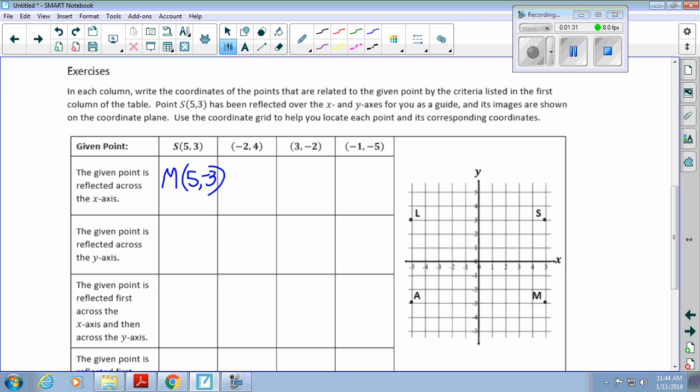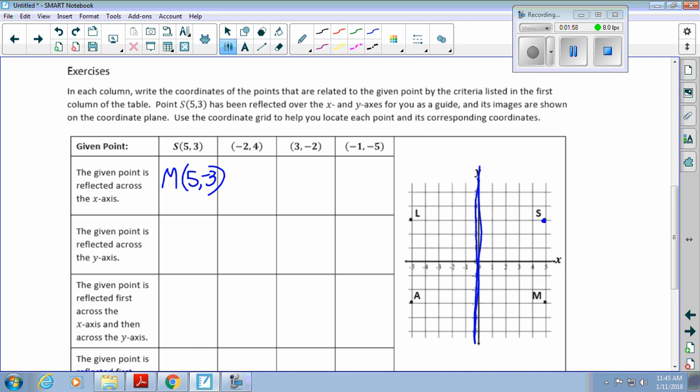Which coordinate changed when we reflected in the x-axis? When we reflected it right here, what coordinate? X or Y? The Y changed to its opposite, right? So let's see what happens when we reflect across the y-axis. So let me erase this. And we're reflecting now here. We're starting at our original point S, reflecting across the y-axis.